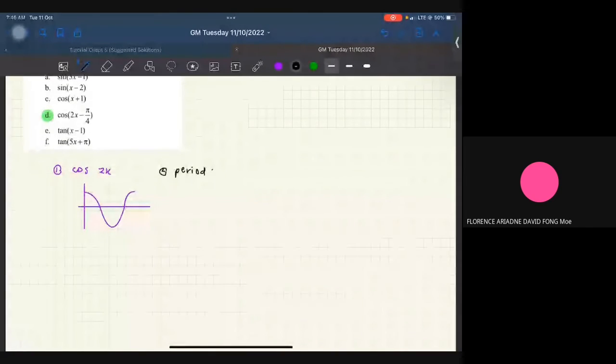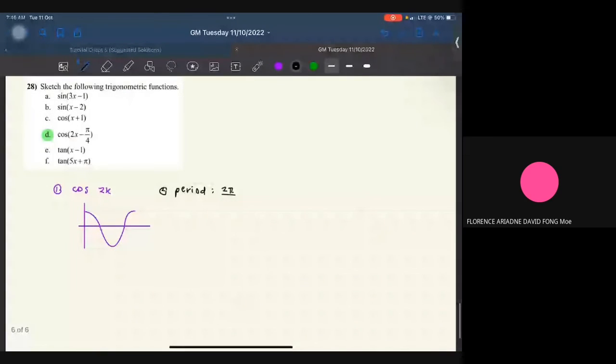Okay, so macam mana nak cari period? So period kita untuk cos sama juga macam sin tadi. So we have originally 2 pi. Okay, and then bahagikan dengan apa yang ada dekat depan X awak. So dekat depan X kita sekarang ada 2. So dapatlah period kita pi. Okay, so saya label sekarang dekat sini adalah pi.